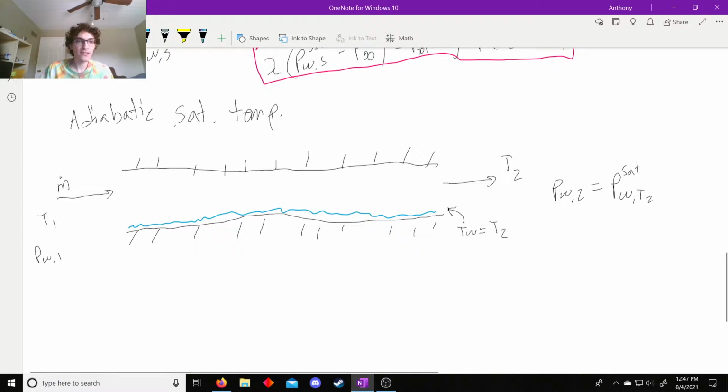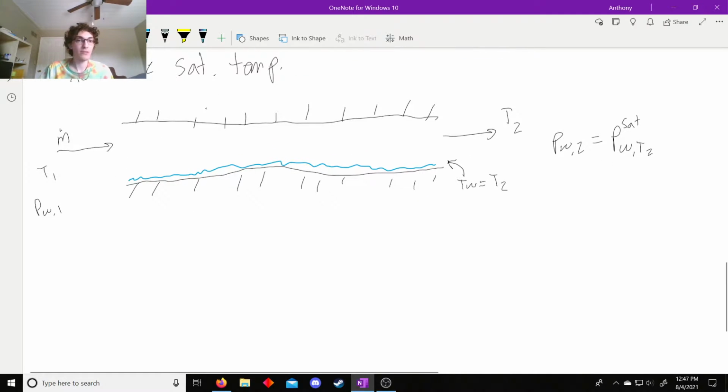So actually the next step for this is going to be to make an energy balance. And we're going to do this by writing down what the enthalpy going in is and what the enthalpy coming out is in order to create an expression that relates the two. So we're going to do an energy balance.